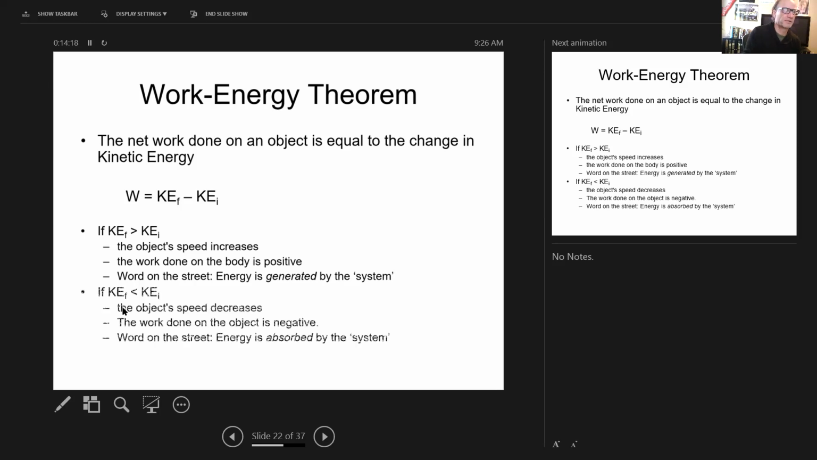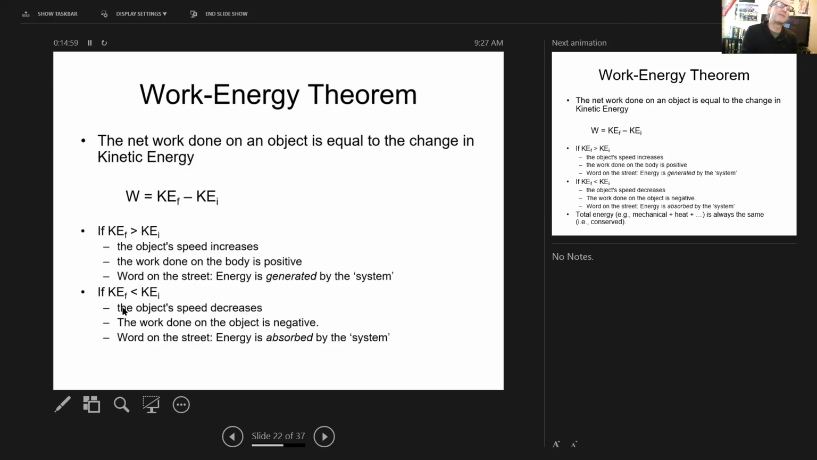Okay, now let's go the opposite. If the final kinetic energy is less than the initial kinetic energy, that means the object's speed is decreasing. The work done on the object is negative. Remember, work and energy are actually scalars, okay? They do not have a direction associated with them, but here's where I start using the positive and negative sign to do some interpretation of what's happening in the example. So work done on the object is negative. Word on the street, we would say energy is absorbed by the system.